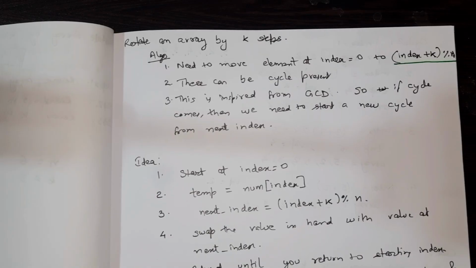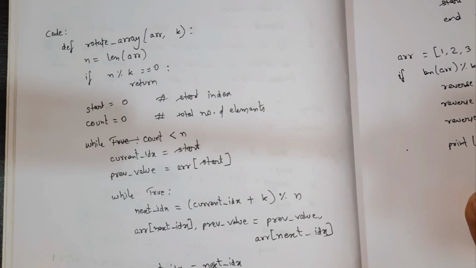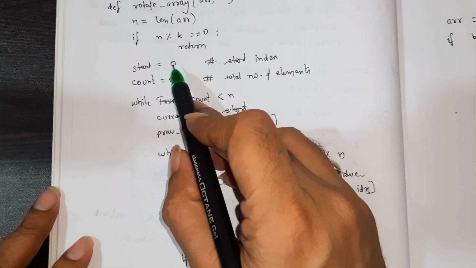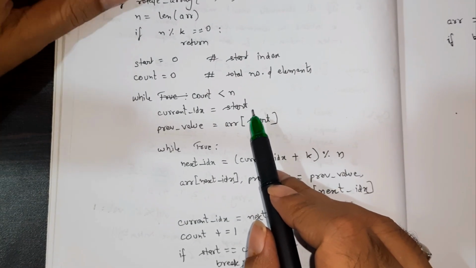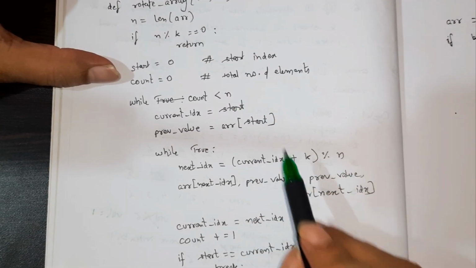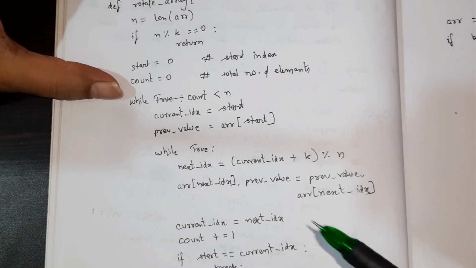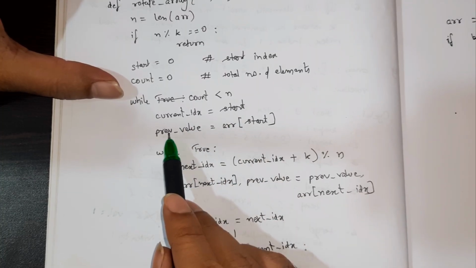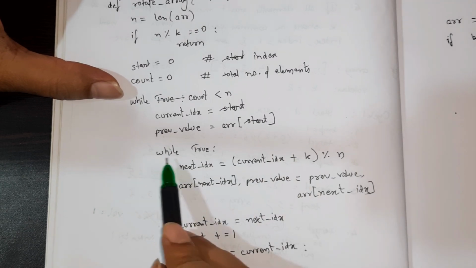So we are just going to see how it works basically via the code part, and then I will walk you through the example. So given the array, we are going to maintain two counters here, start and count, and we are going to have two loops here. One is to check whether the counter is less than the number of elements, and we are going to maintain one current index and one previous value. You will see why it is happening. So current index will have the initial value as start, and previous value is going to have the element which is present at the start, and then we are going to iterate.